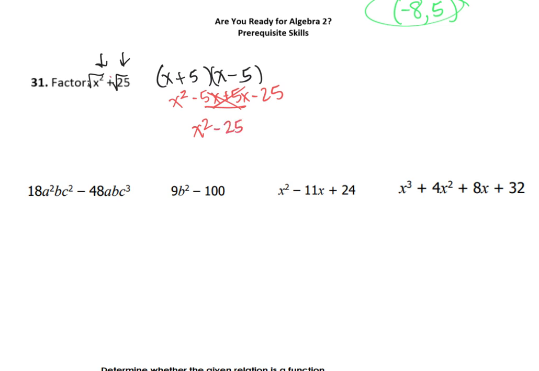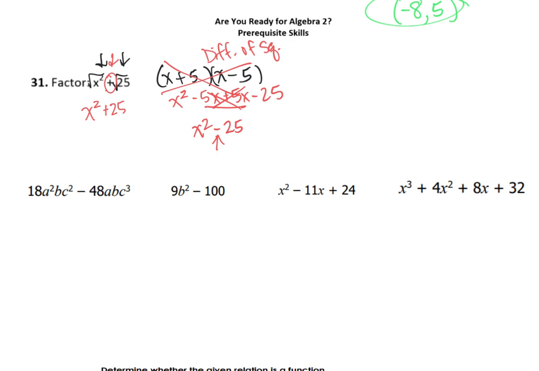And what is my original problem? Remember, when we multiply back out, we should always get back to the original. And this problem is x squared plus 25. This one's x squared minus 25. So they're not the same. So I can't say that this is x plus 5, x minus 5. That was called difference of squares, meaning it had a minus sign in the middle of the solution to factor it that way. And here we have a plus sign.